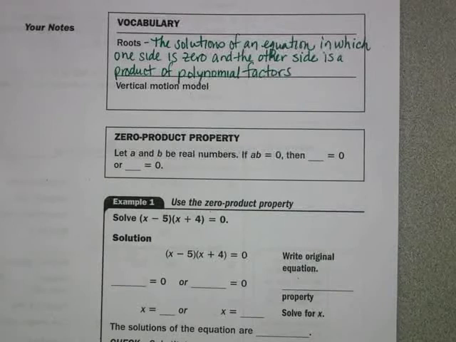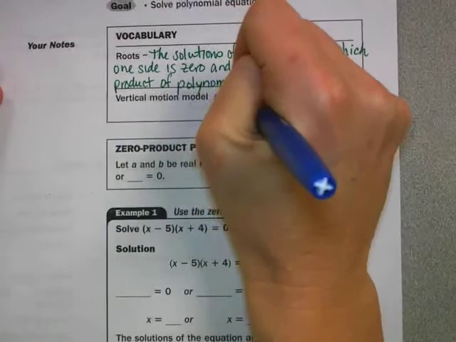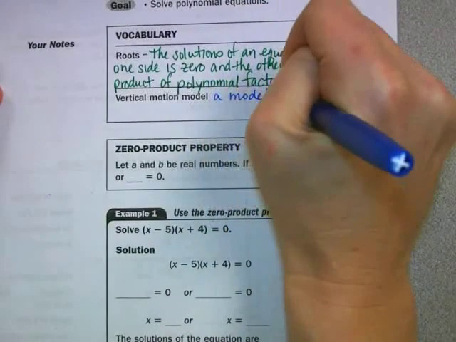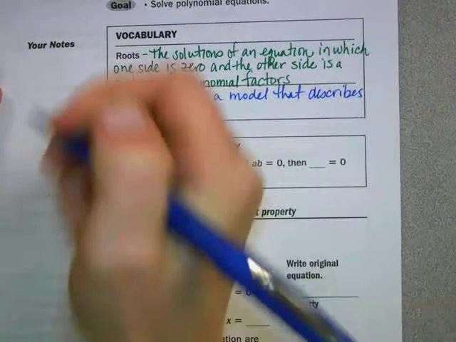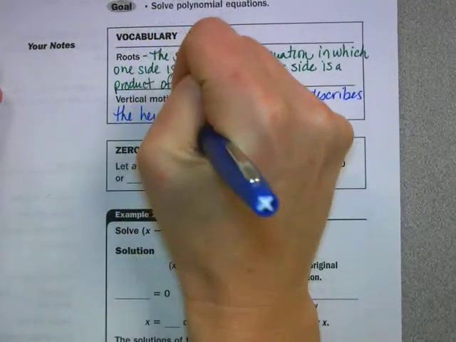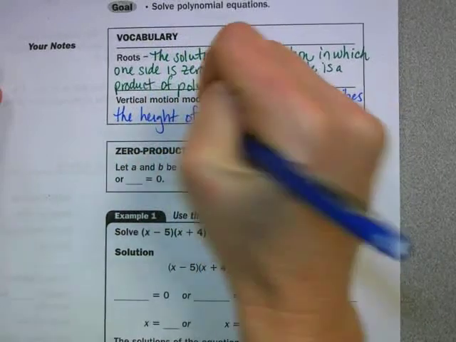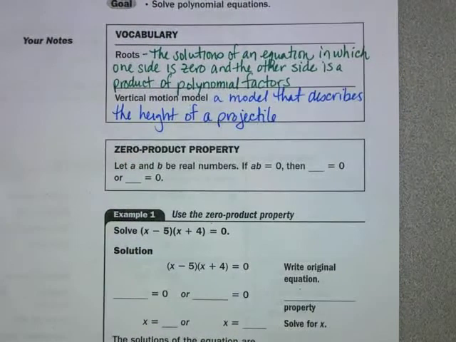All right, another definition that we need for this section is the vertical motion model. The vertical motion model is a model that describes the height of a projectile.